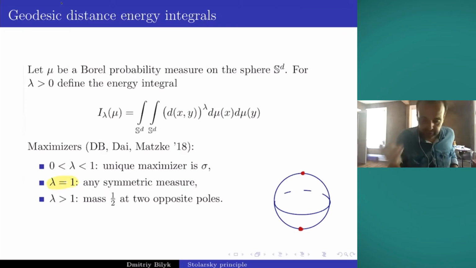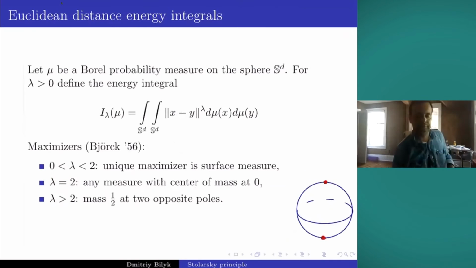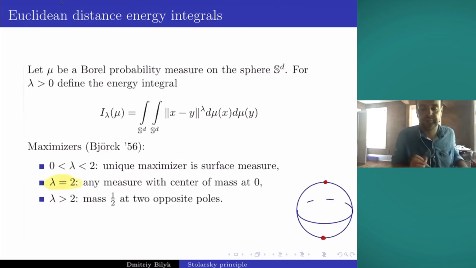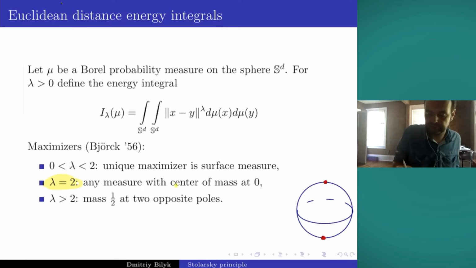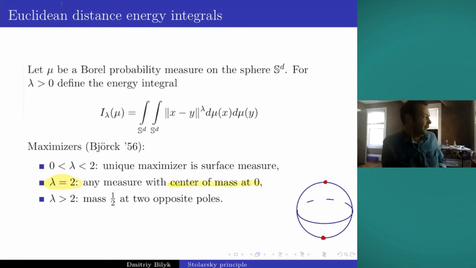And it's interesting to compare it with the original Riesz energy, with the Euclidean distance. This was done back in the 50s by Björck. There's also a similar phase transition, but it happens when lambda is equal to 2. Okay, and the behavior at the transition point is a little different. You have more maximizers here, so every barycentric measure works. So it's an interesting phenomenon, and I think it's an interesting general question.